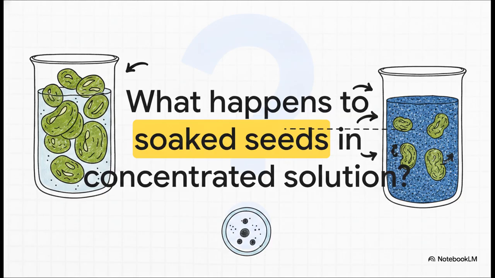Well, because of osmosis, water is going to move across that selectively permeable plasma membrane from the area of high water concentration, which is inside the swollen bean, out to the area of lower water concentration, which is that hypertonic solution outside. The end result? Those plump beans are going to lose water and shrink right back down.